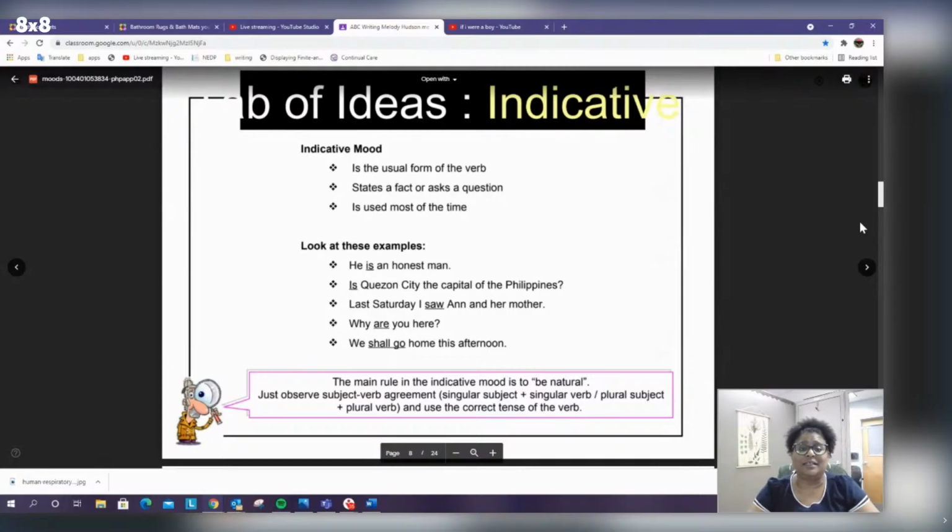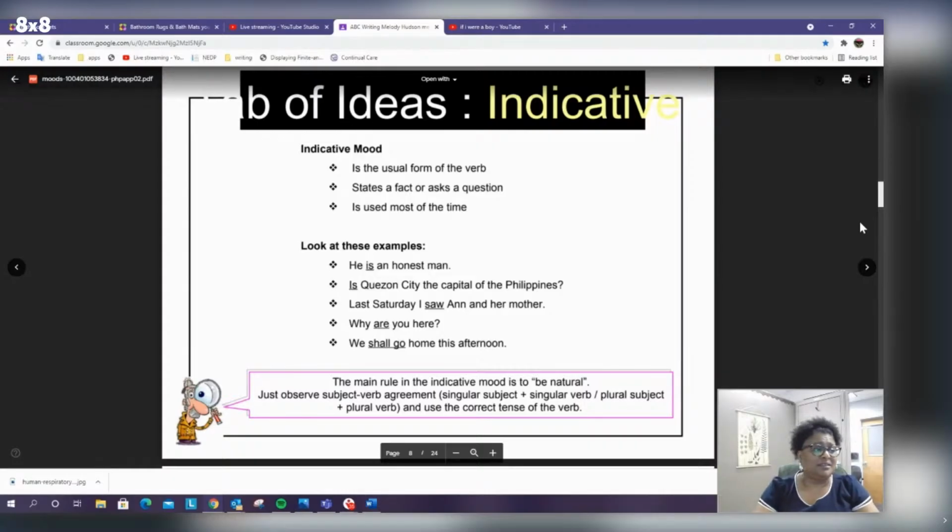He is an honest man, right? And it's used most of the time. And we shall go home this afternoon. So the main rule in the indicative mood is to be natural and just observe subject-verb agreement, which means a single subject and a single verb, or plural subject and plural verb, and make sure you're using the correct tense. Is, was, shall, be.